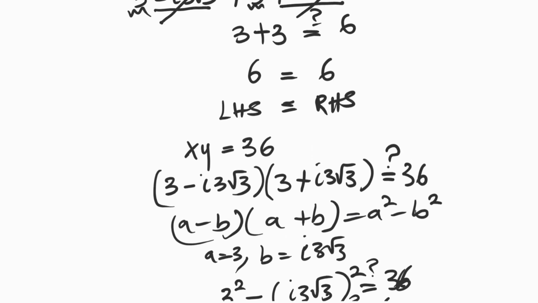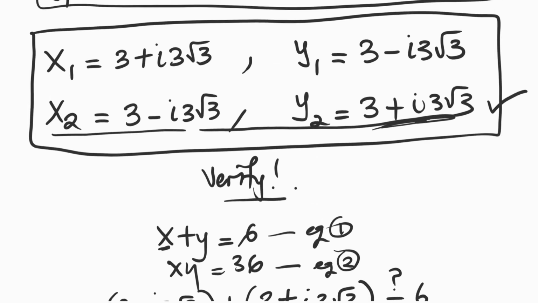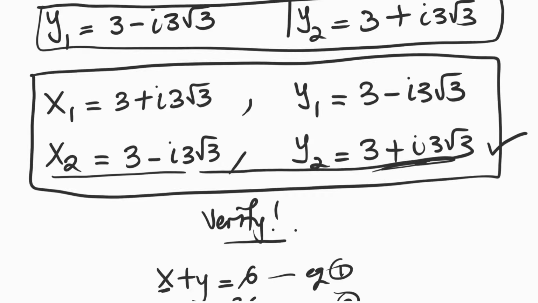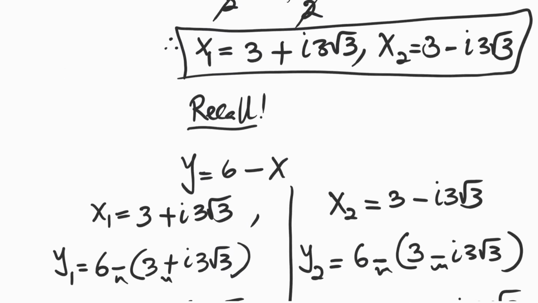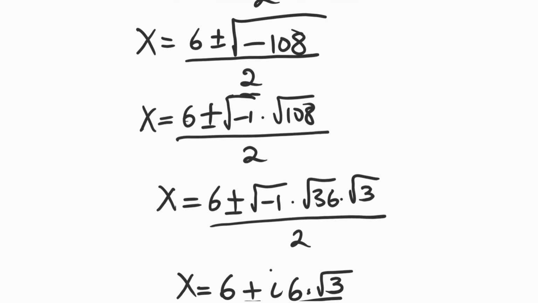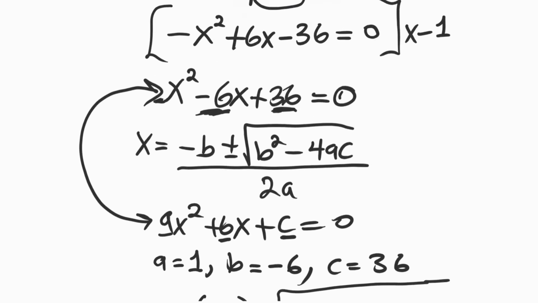So automatically, this means that the four values we got for x and y, x1, y1, x2, y2, are correct.